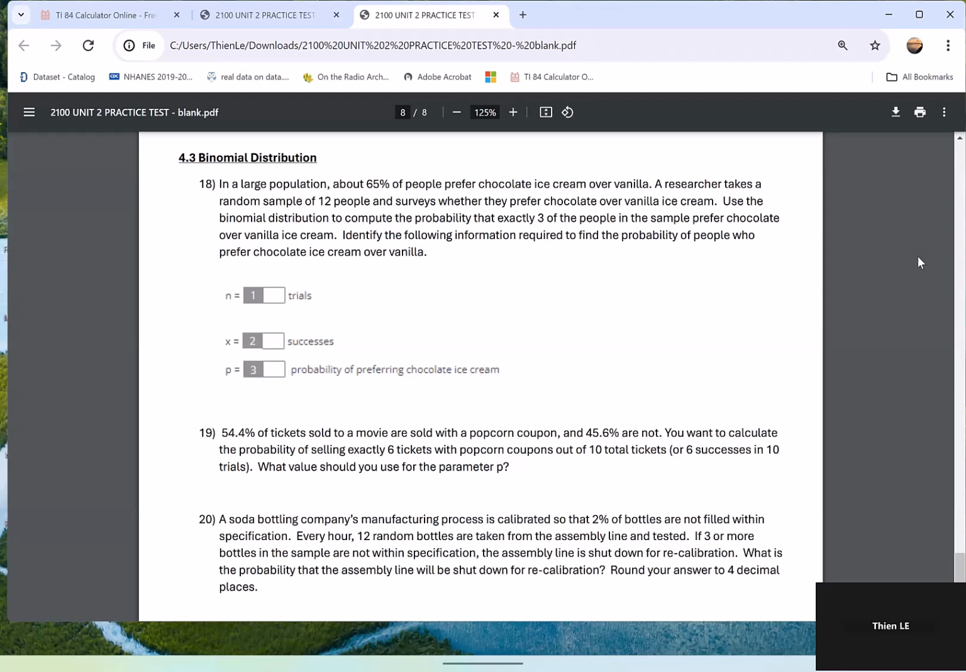So the number of trials here will be 12. For the number of successes, you care about exactly three people in the sample preferring chocolate over vanilla. So your X is three. If you considered exactly four, your X would be four, but for this given problem we want three. And the success probability is 0.65.